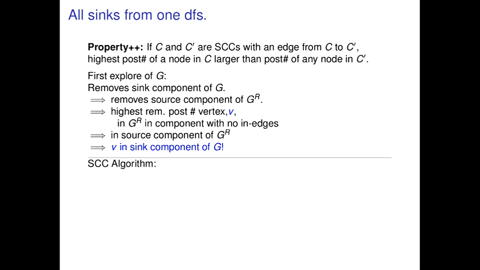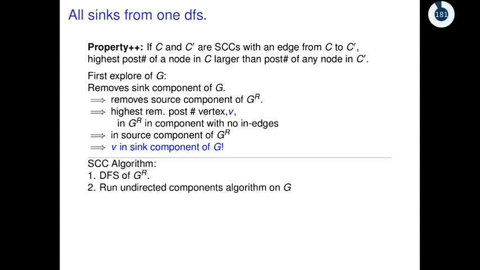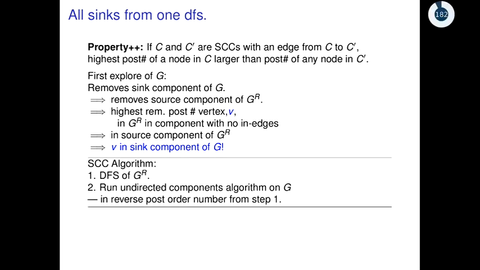And then you repeat, because now you have this property. You do this DFS of G sub R. You run the undirected components algorithm on G. That's all you're doing. Remember in undirected connected components, you just explored the whole component and output it, and then went to another one. But you do it in reverse post-order number from step 1. And that's it. It's order V plus E time, because this DFS takes V plus E time, and this undirected connected components algorithm took V plus E time.